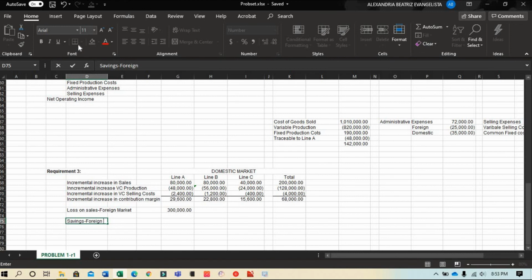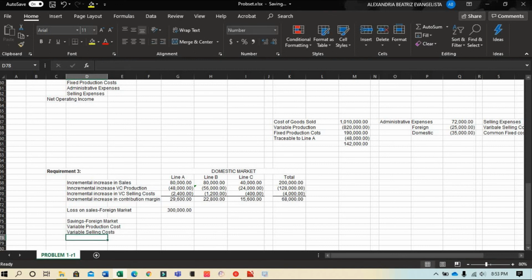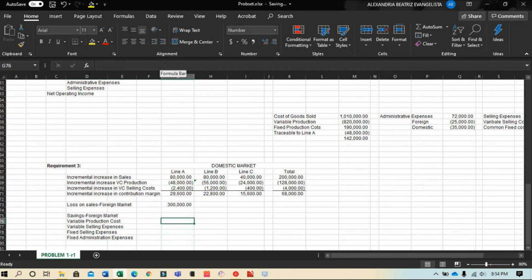in the foreign market. So under these, of course, we have the variable production cost, variable selling expenses, and then we have the fixed selling expenses, fixed administration expenses. This should be negative since it is lost.